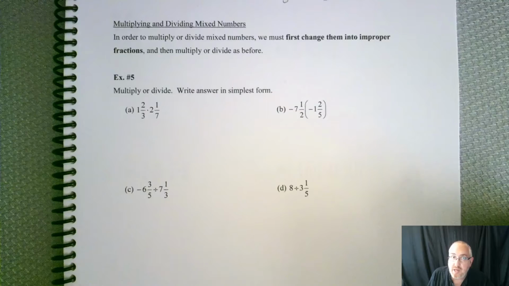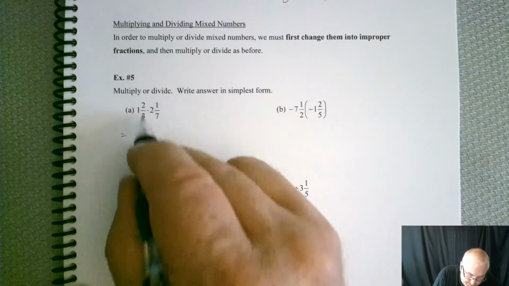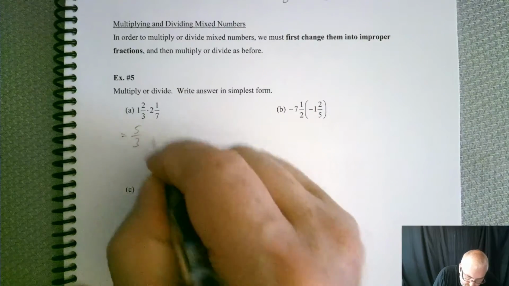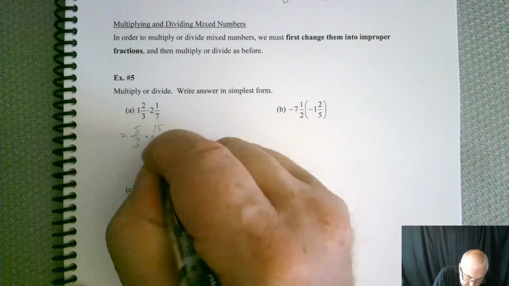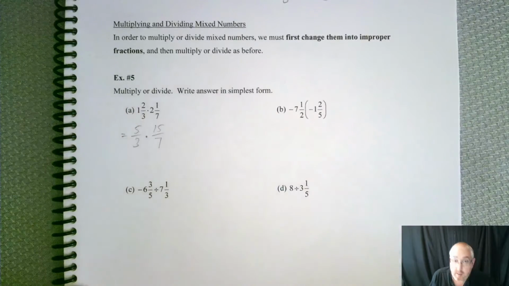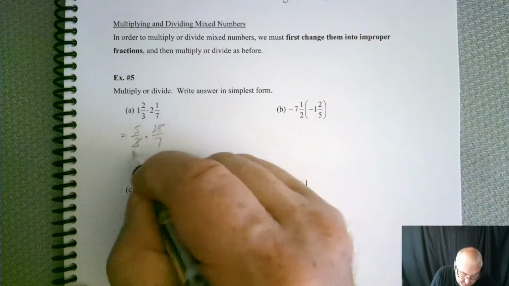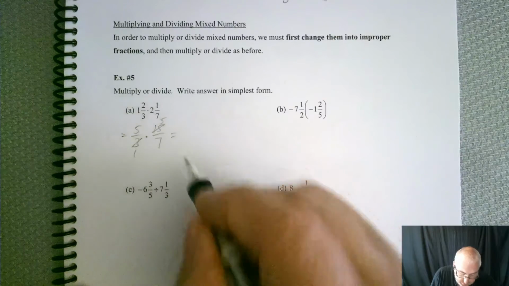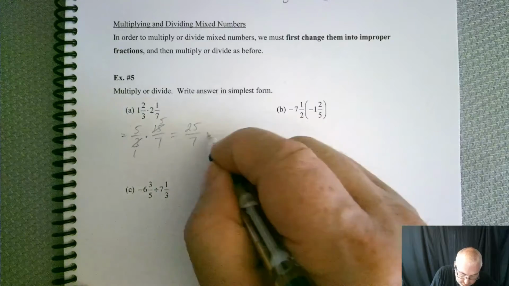So there's no way around, there's no alternative method. You have to change them to improper fractions. So let's see what that looks like. So we have 5 over 3. 2 times 7 is 14 plus 1 is 15 over 7. Okay. Now we can apply the same rules as we did with multiplying and dividing before. We can cross cancel. So in this case, we can cancel between the 3 and the 15. And so we have 5 times 5, which is 25 over 7.